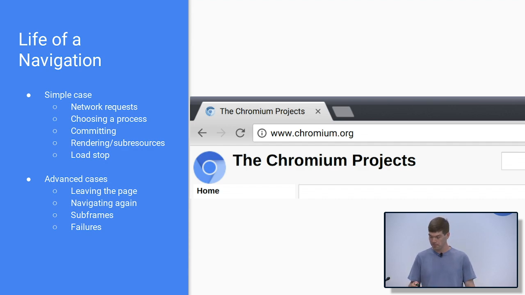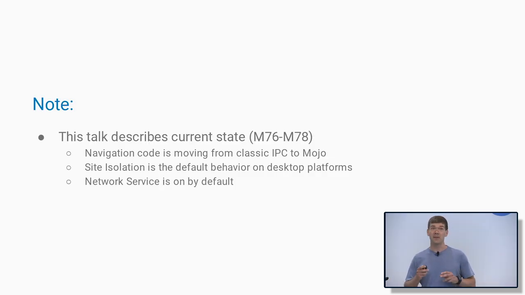cases as well. Now, this talk describes the current state of the world, where the M76 milestone is the current stable release, and M78 is tip of tree. A few notable recent changes are that the navigation code is in flux in terms of moving from classic IPC to Mojo. So at this point, most of the important navigation messages use Mojo, but you will still see classic IPCs here and there.